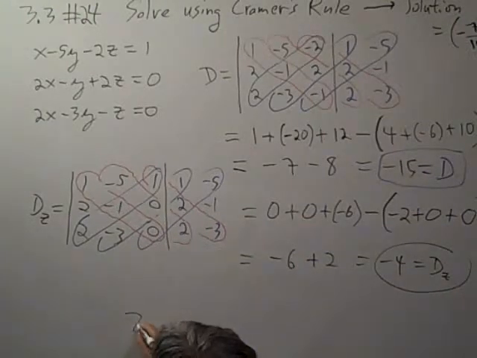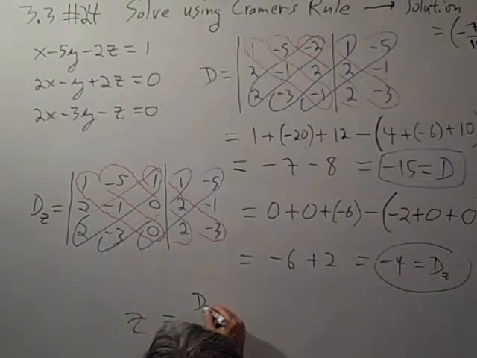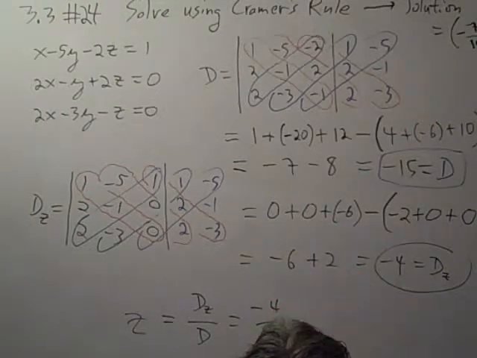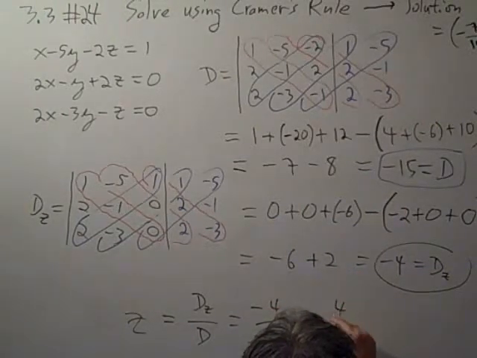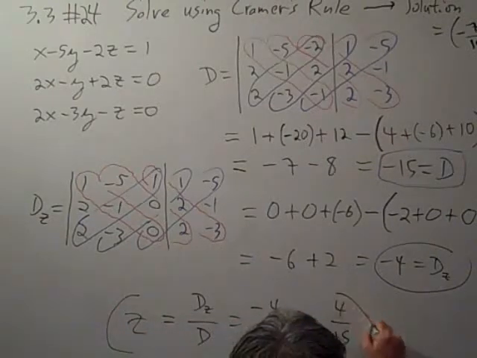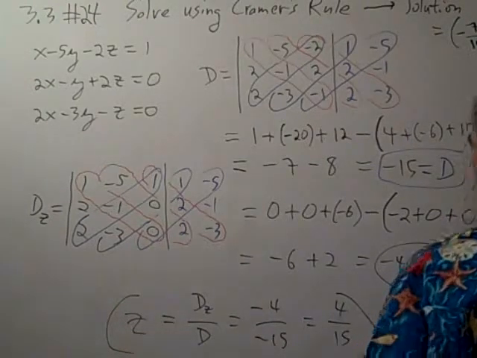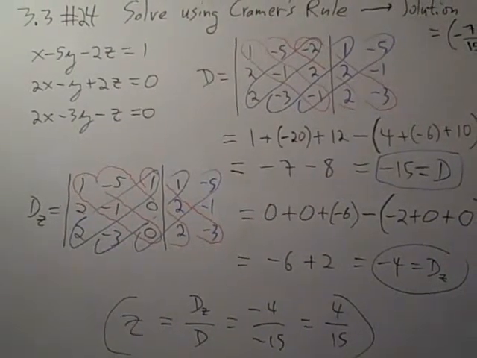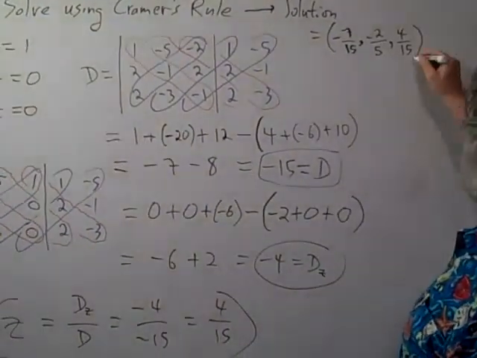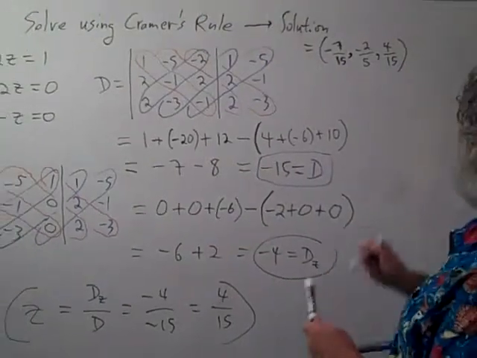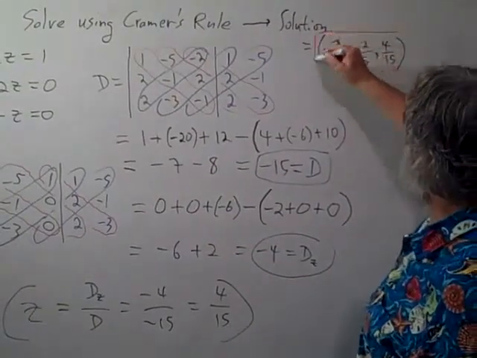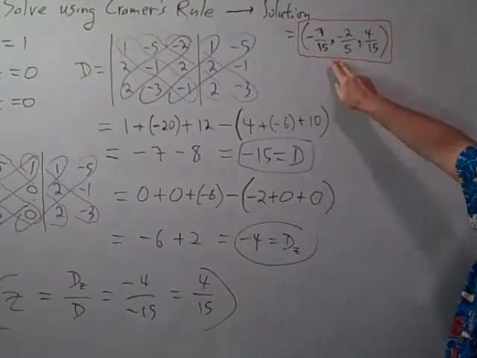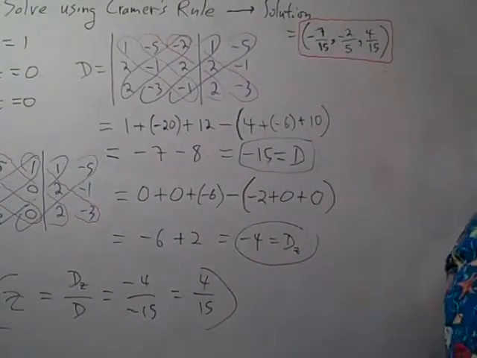Therefore z is d sub z divided by d, which is -4 divided by -15, which is 4/15. So we now have our final coordinate. The z-coordinate is 4/15. So the solution to this linear system, the intersection point of these three planes, has these x, y, and z coordinates. So this is the solution to our linear system.